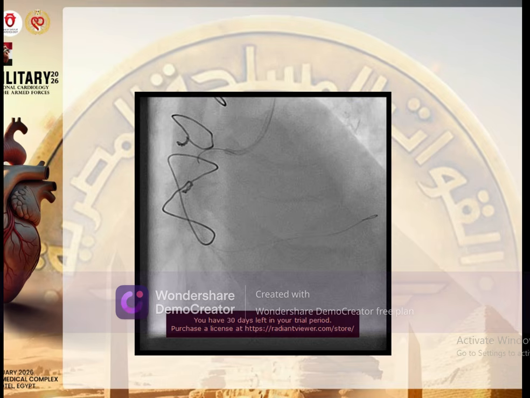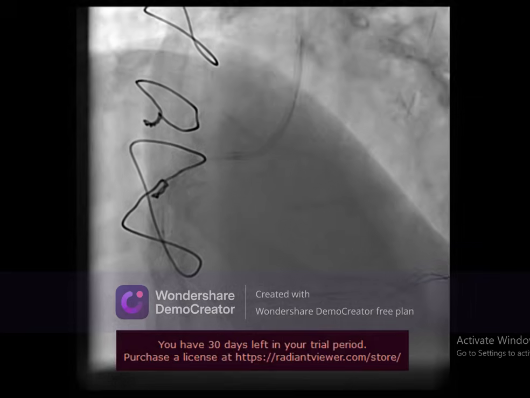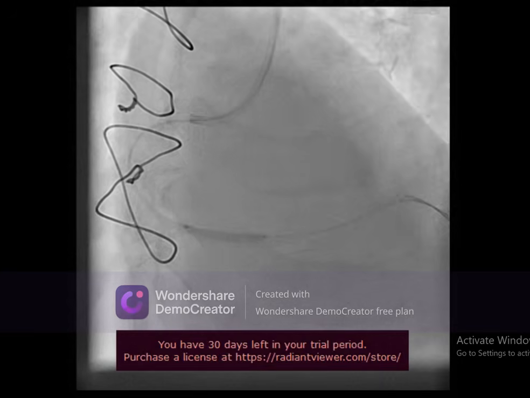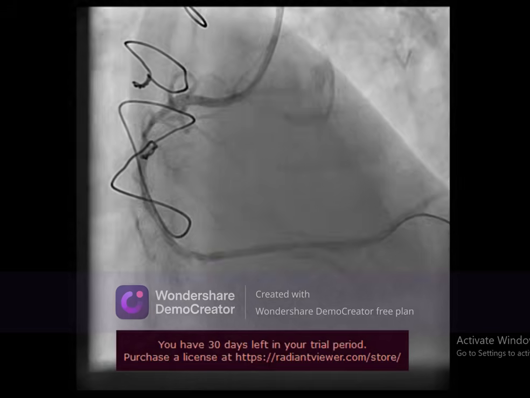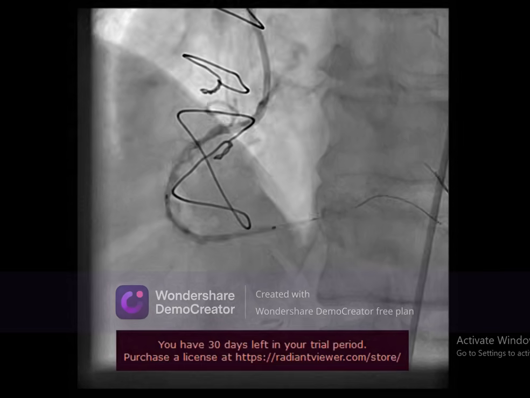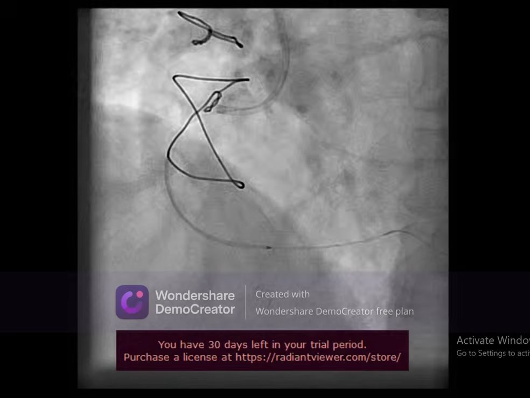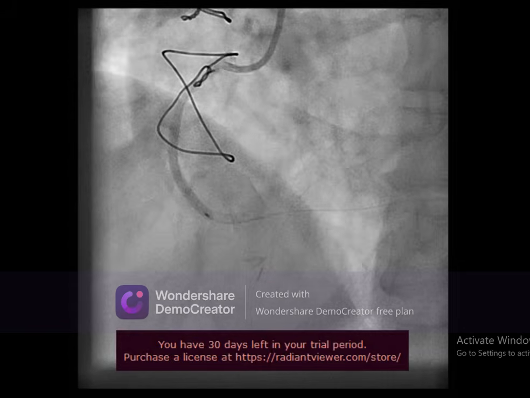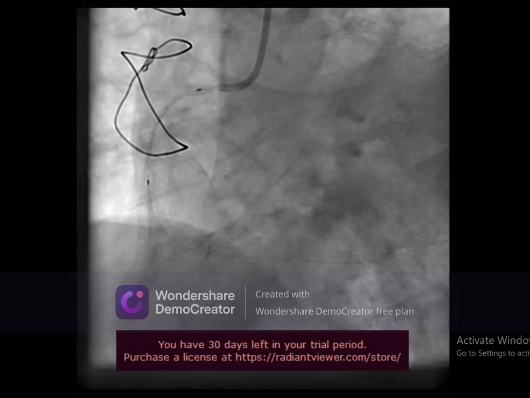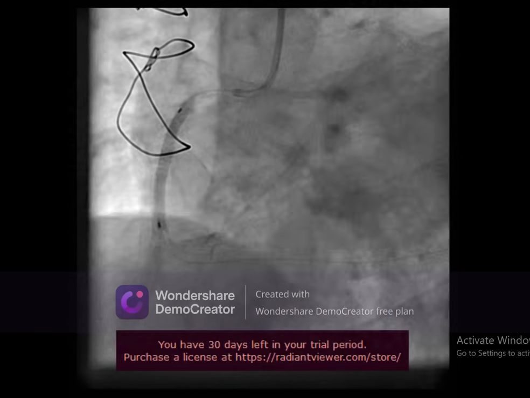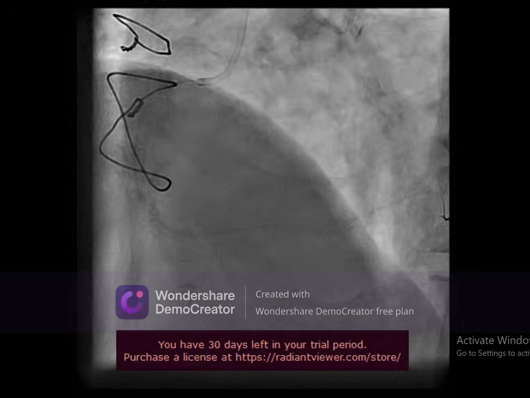I used two wires, one Floppy wire and the other a Pilot 150, and I managed, fortunately, to reach the distal part of the RCA with the two wires. I started pre-dilatation with regular balloons, and as we see here, the RCA is opened, and I fixed it with two stents. A very big RCA, distally with very well demonstrated, long branches.